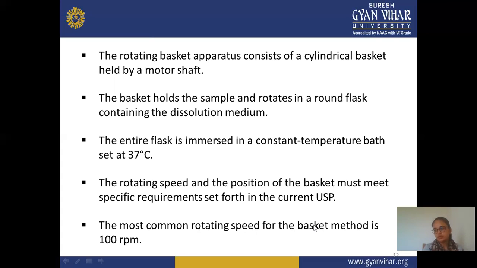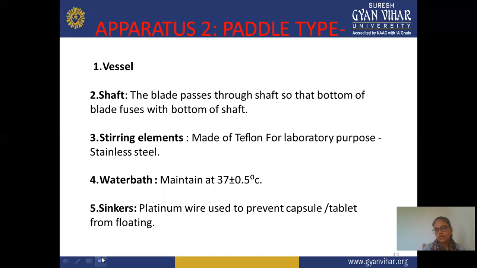This speed should be specified in USP and kept constant, and the most common rotating speed for the basket is approximately 100 RPM. Means according to USP, for the type 1 or rotating basket type apparatus, you set the speed at 100 RPM and start rotating. This should be constant for the overall procedure, and the solution is also constant for the specified requirement. This is all about the type 1 apparatus.